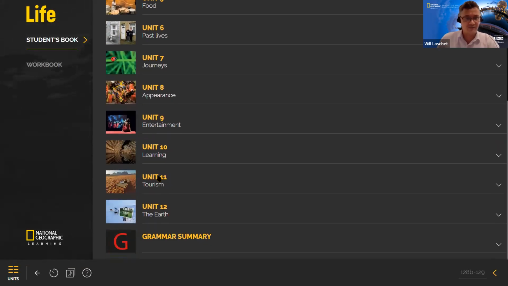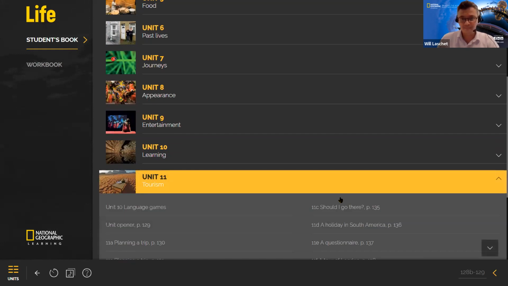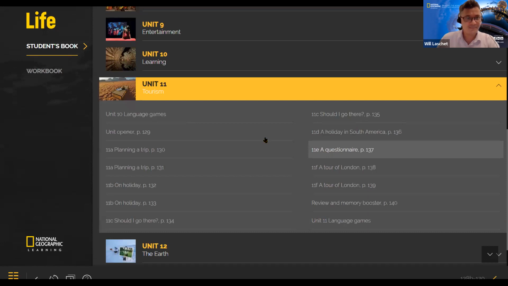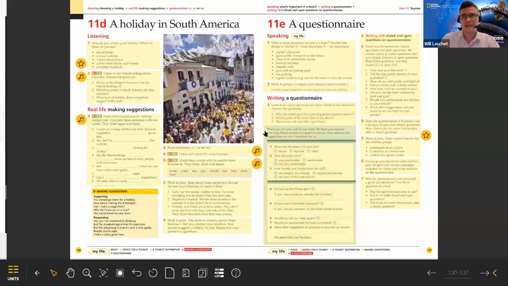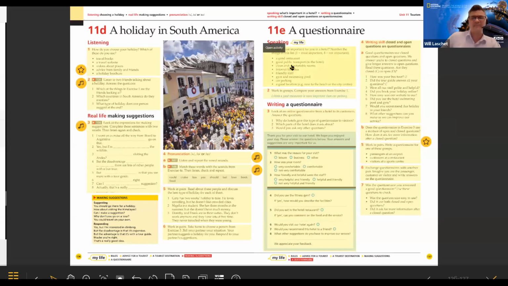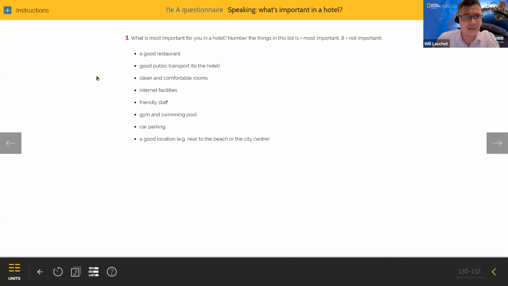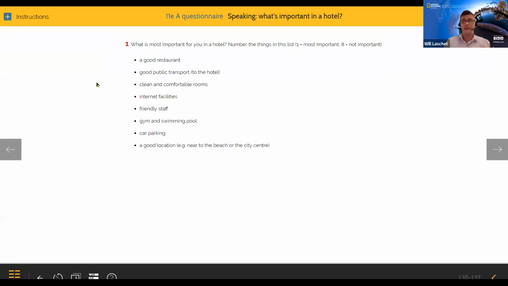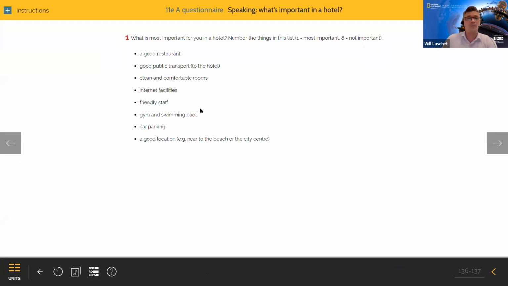Okay, I'm going to go and find the lesson that we're looking at. So we're going to do 11E, the questionnaire. Okay, so here is the lesson that we are looking at. So this is at the end of the unit, so students will have already had a lot of context talking about holidays, talking about tourism, and we start off this lesson by talking about hotels. And what we're going to do first of all is have a look at different aspects of hotels.